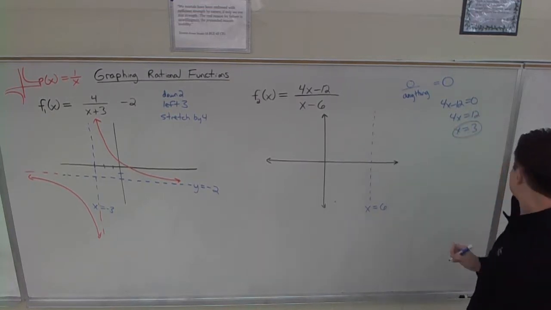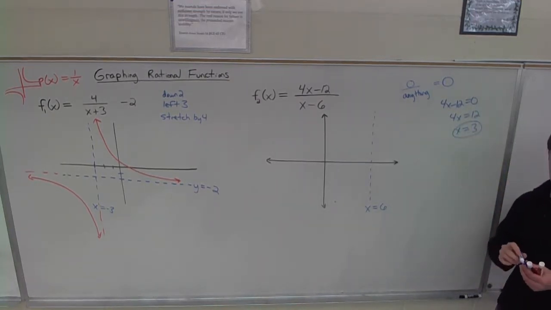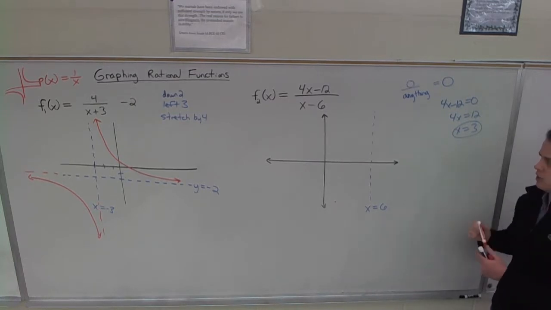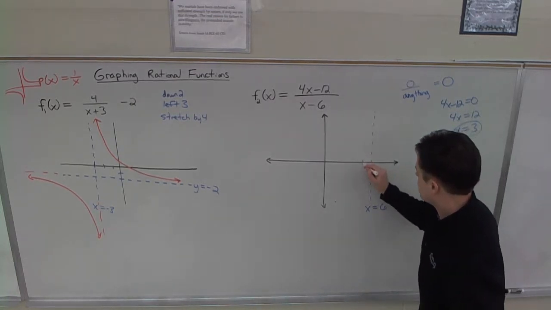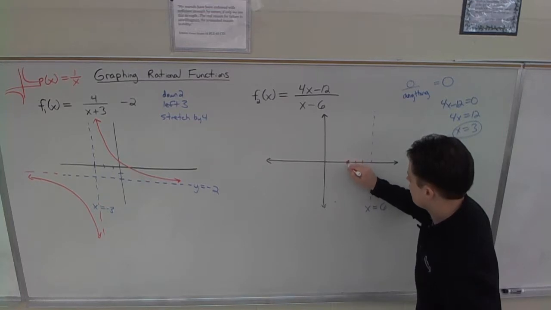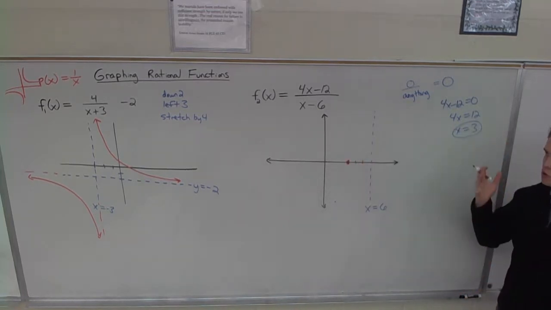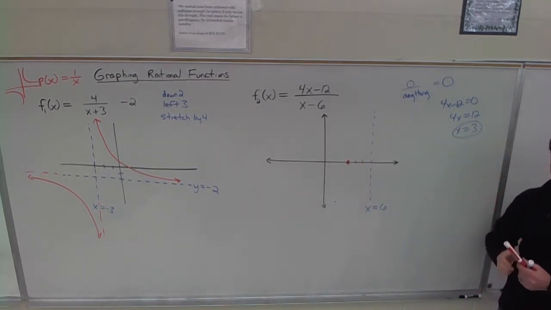So on this guy, I have an x-intercept, or a 0, at 3. So I'm going to go plot that. I'll plot this guy in red. So 1, 2, 3, look somewhere about right there. Okay, so I've used the top, I've used the bottom.